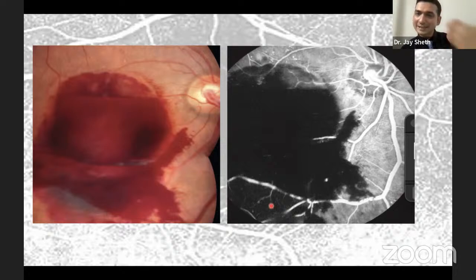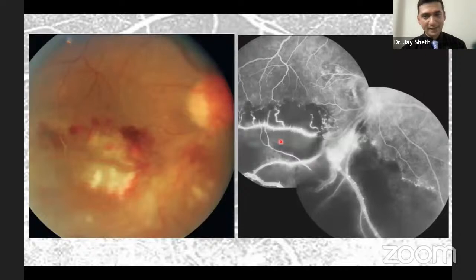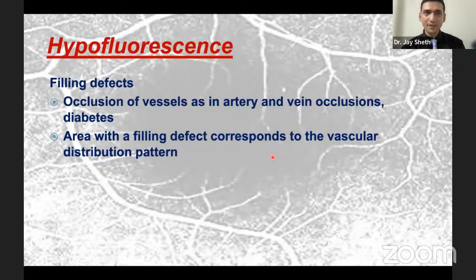So there is subretinal bleeding in this location, whereas in the superior part, there is bleeding at both the pre-retinal and subretinal locations. Now, this is another classic example of a patient with capillary non-perfusion in a patient with choroiditis. The next cause of hypofluorescence is filling defect, which we have already seen. That is because of non-perfusion that is happening.